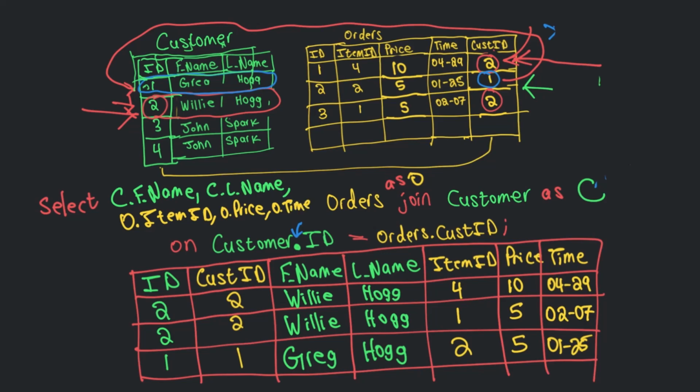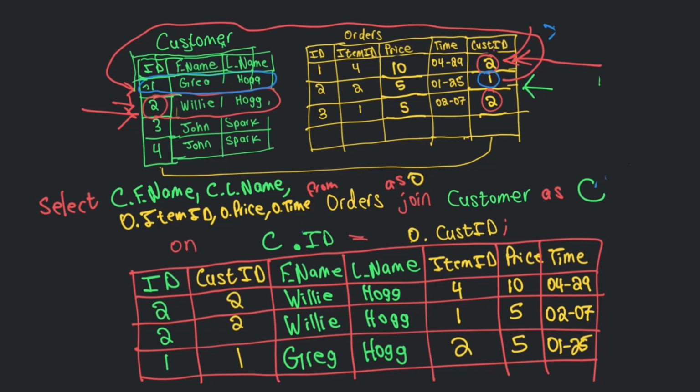Okay, and there'd also be a from here as well. Sorry about it being kind of jumbled up. I ran out of room, but I have select C dot first name, C dot last name, O dot item ID, O dot price, O dot time, from orders as O, join with customer as C, and then do that same join that we did before. And actually, we don't have to, but since we bothered to do the alias, we could just fix it up and write C dot ID is equal to O dot customer ID.